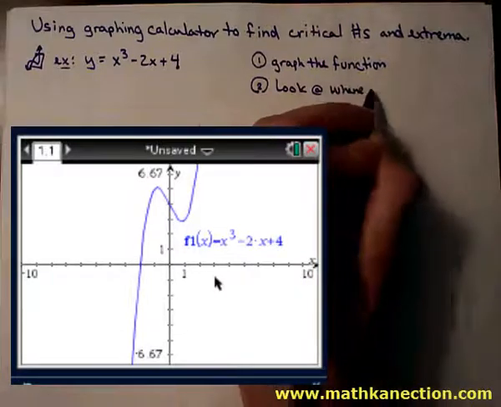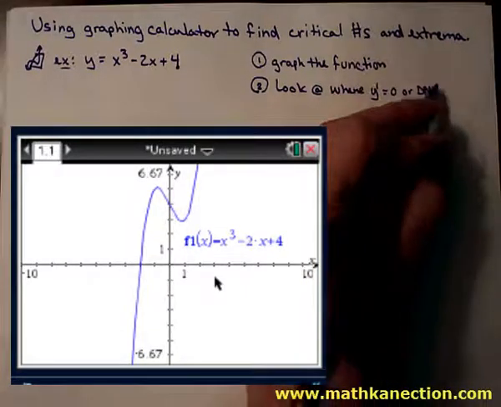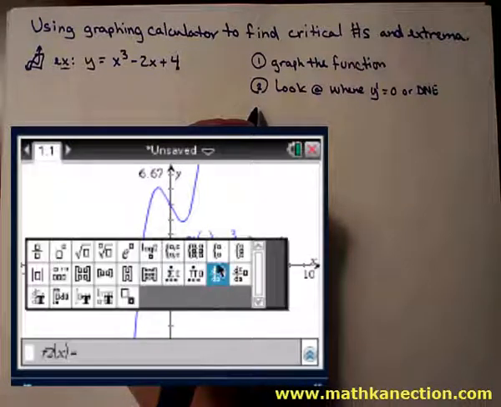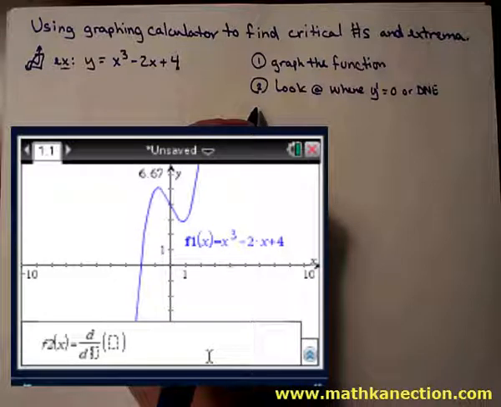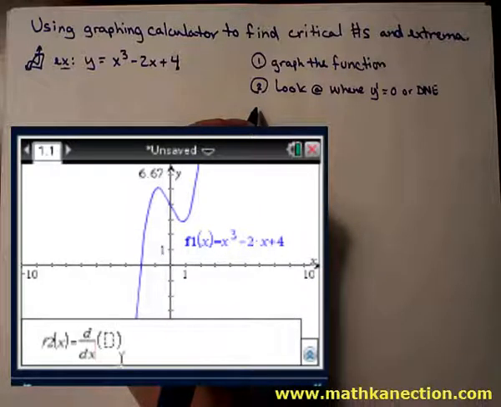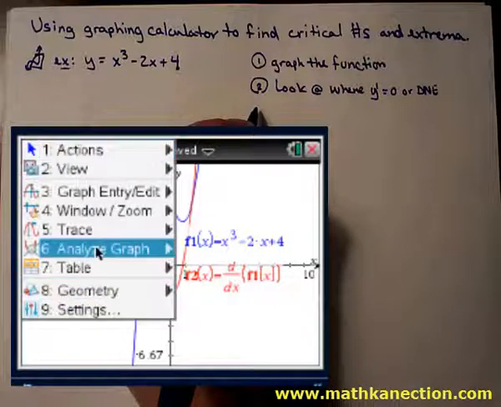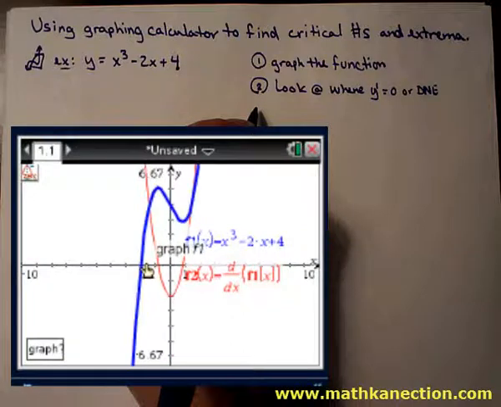Then you want to look at when the derivative is equal to 0 or does not exist to get the critical numbers. So using the graphing calculator to graph the derivative, using the derivative key, derivative with respect to x of the function that you graphed, which was f1 of x. We want to look at when the derivative is equal to 0, so we'll analyze the graph at 0.